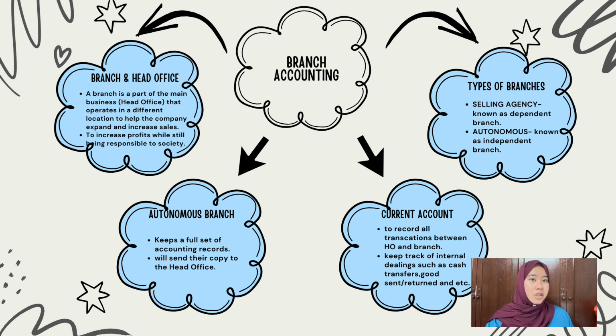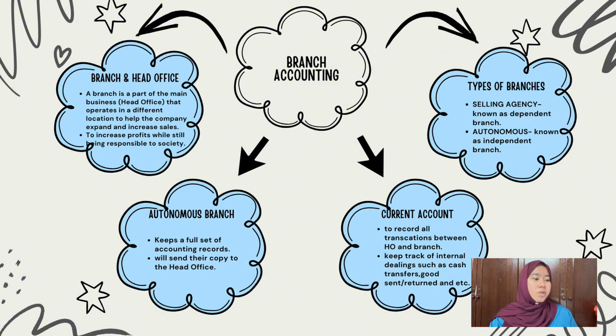Next, we have branch accounting. So what is branch accounting? As we can see here, the first one is branch and head office. A branch is a part of the main business, which is the head office, that operates in a different location to help the company increase profit and sales, while still being responsible to society.